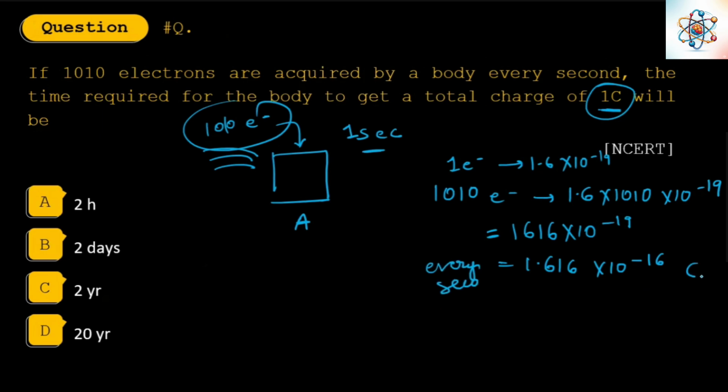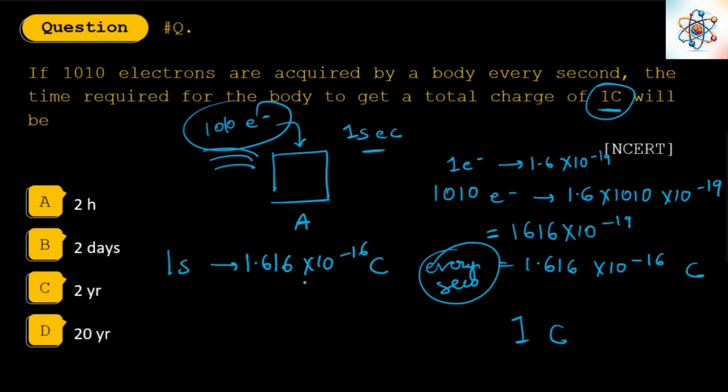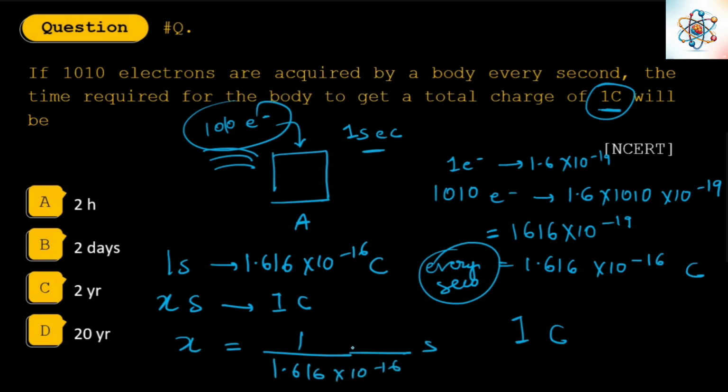We have to calculate how much time is required to transfer 1 coulomb of charge. So what do we do? Again, we do the same elementary method. In 1 second, this much charge is transferring. In X seconds, 1 coulomb of charge will be transferred. We simply divide, and X is nothing but 1 by 1.6 into 10 to the power minus 9 seconds.